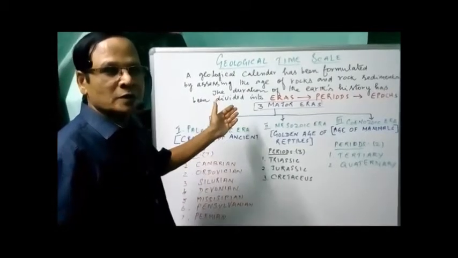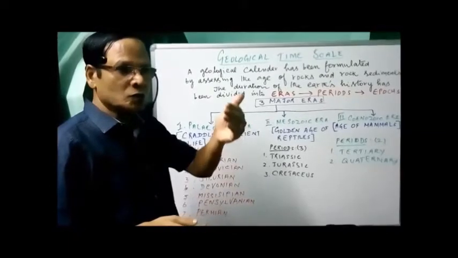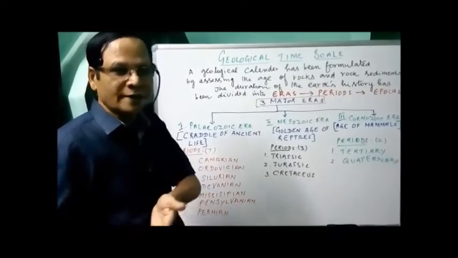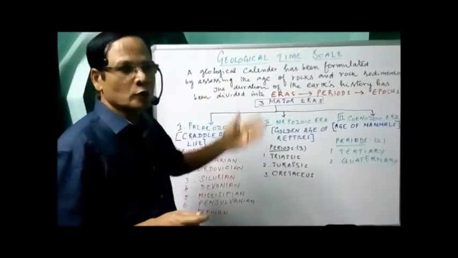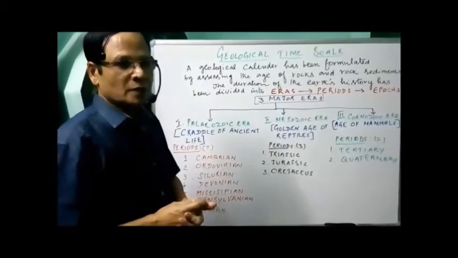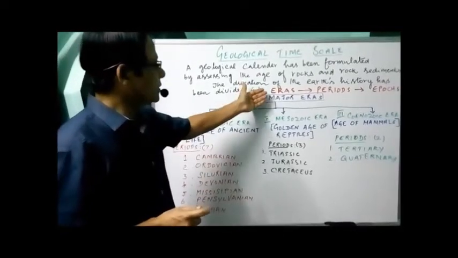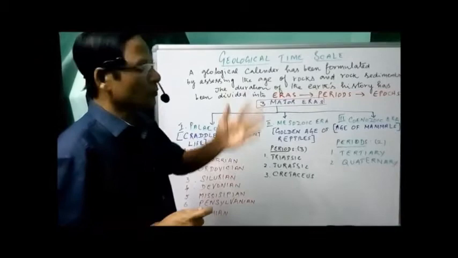The duration of the Earth's history has been divided in chronological order, just like the hierarchy we have in taxonomy. Likewise, here also there is a hierarchy, where the Earth's duration is divided into eras. Eras are further divided into periods. Periods are further divided into epochs.